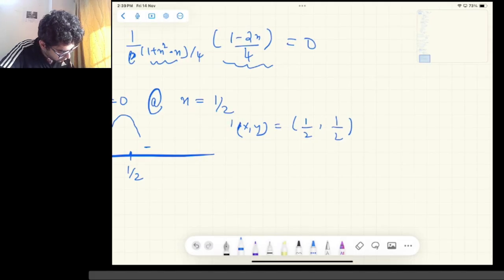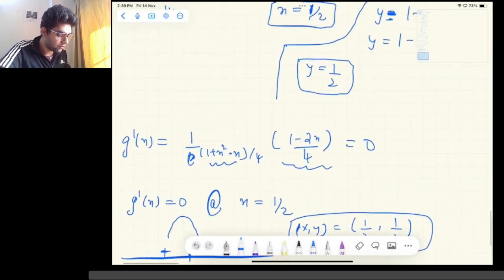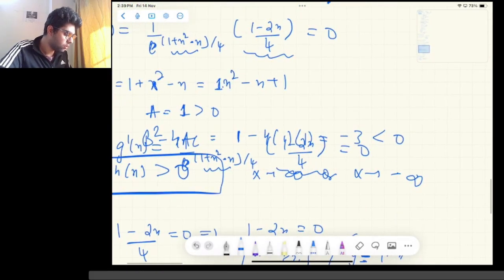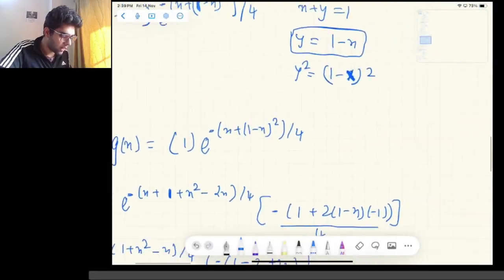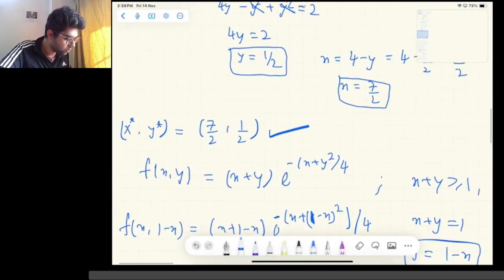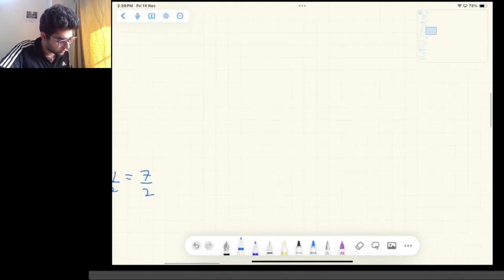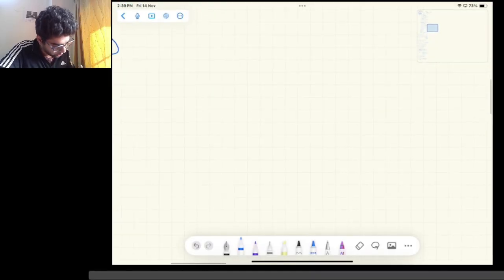Is also a point of concern, right? So the 2 points that we have are x equal to half, y equal to half, and x equal to 7 by 2 and y equal to 1 by 2. Now let's try to find the values at these points.